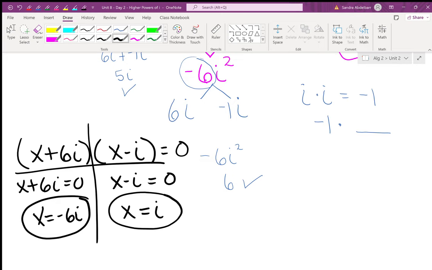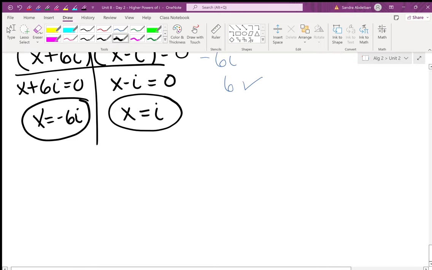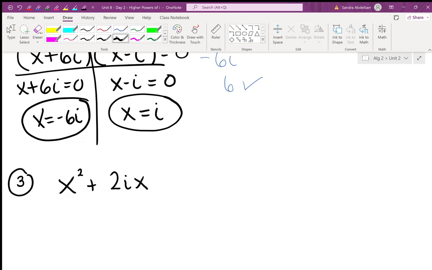All right, do you guys want to try one of these on your own? All right, try this next one on your own. x squared plus 2ix plus 3 equals 0. Again, I want you to solve for x. Yeah. Any extraneous solutions within this?